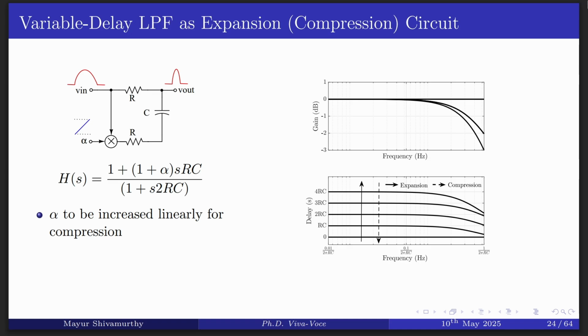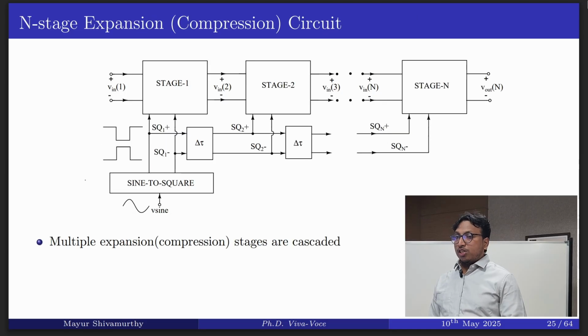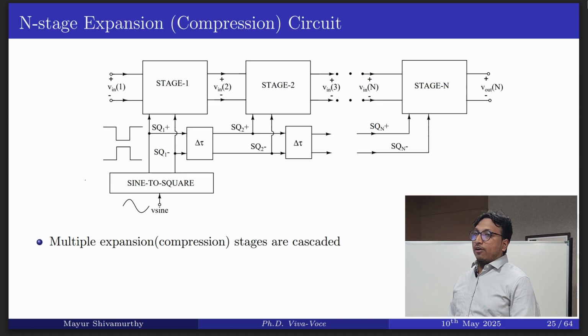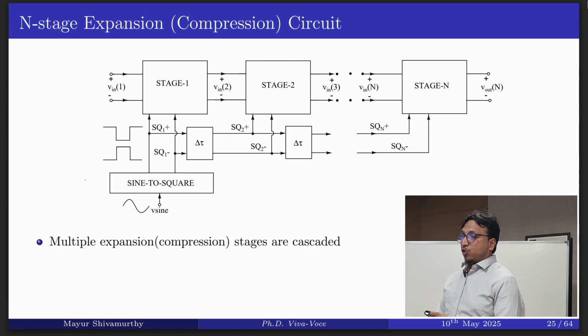So in this way, the same circuit can be used for expansion as well as compression for different profiles of alpha. The expansion or compression factor from a single stage LPF will be very minimal. So in order to have a better expansion factor, N stages of LPF need to be cascaded. As I previously mentioned, the control signal must be linear in nature. So in order to have alpha which increases linearly or decreases linearly, it is basically a ramp signal.